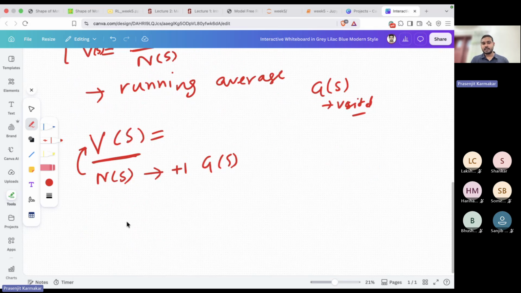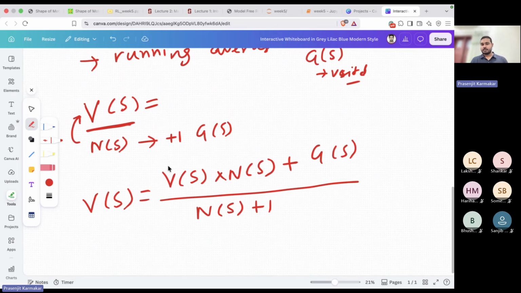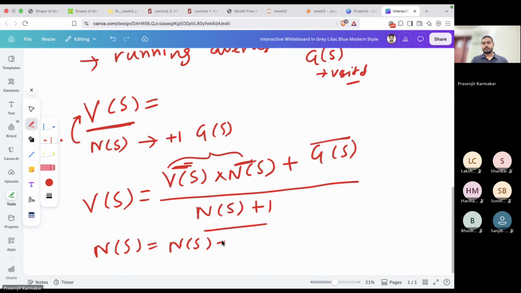If I do a running average, what is my total value currently observed? V of S times N of S, right? Now, what is the extra value I got? G of S, that's my total now. And what is the total count now? N of S plus 1. That's my updated V of S. You get the logic, right? So this is my previous estimate. We observed it for N of S number of times. So we just multiply it, get the total value, then sum the current return and divide it by the updated N of S. And then we update the N of S also. N of S is equal to N of S plus 1 for the next time.